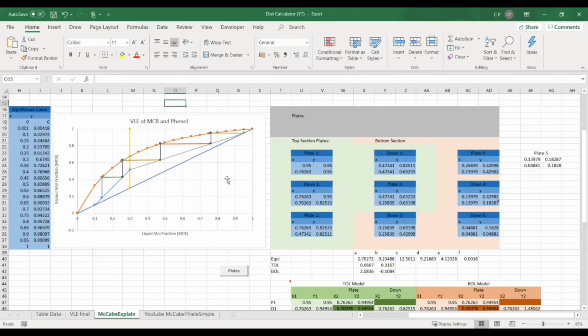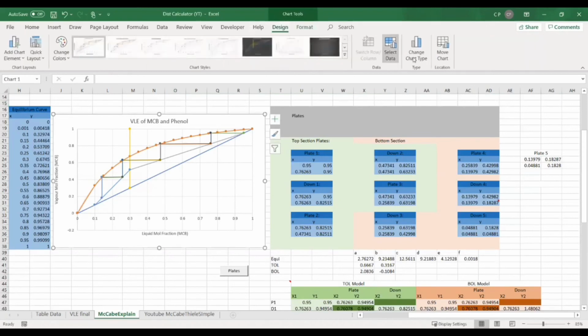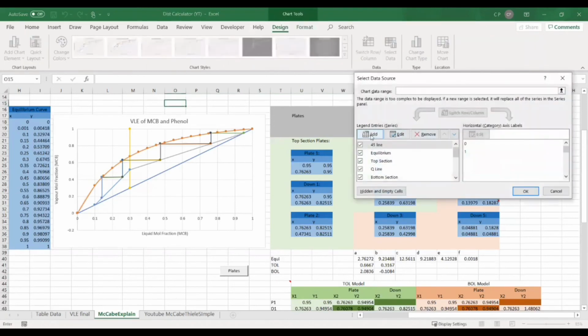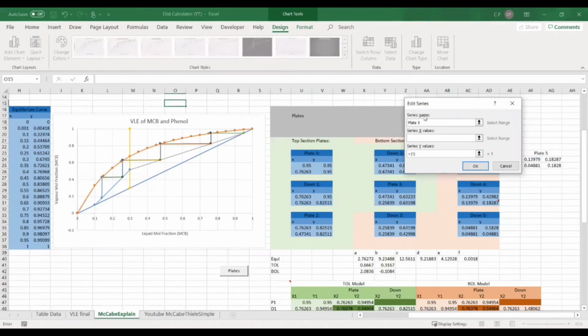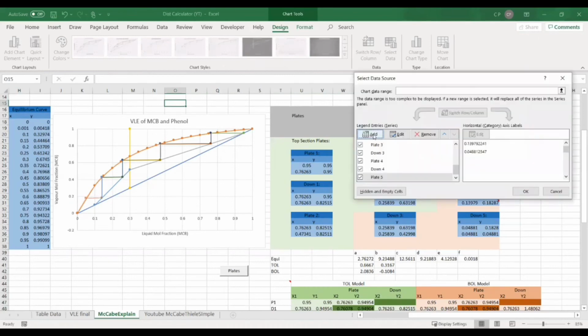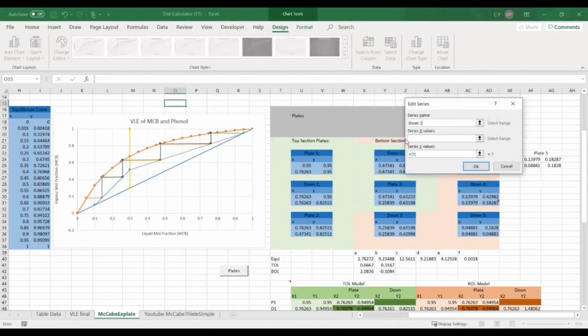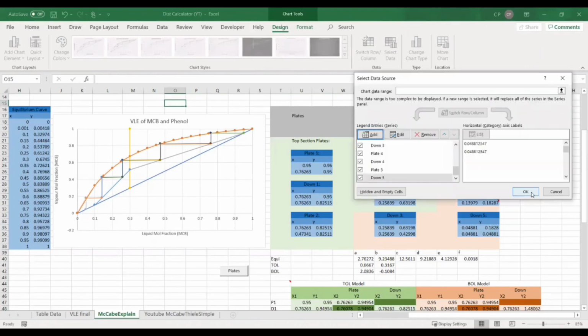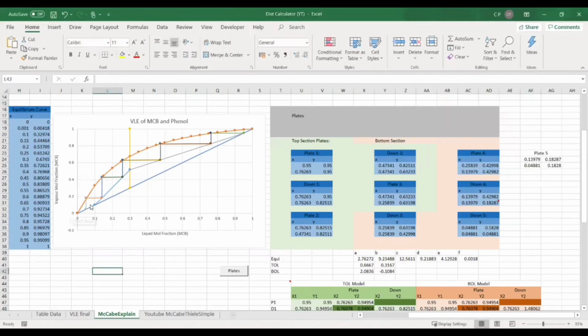You need to keep doing them until you get a down line, a vertical line, which is going to be equal to this x equals y. As you can see, I'm missing one on this, so I thought it'd be a good idea to add it in. We just select data, and we can add a plate. I'll call that plate 5. I've got them here, so for the x, and for the y, and then add a down 5. I've got the x and y. So there you go. We can see we've hit this x equals y, so the separation is complete.